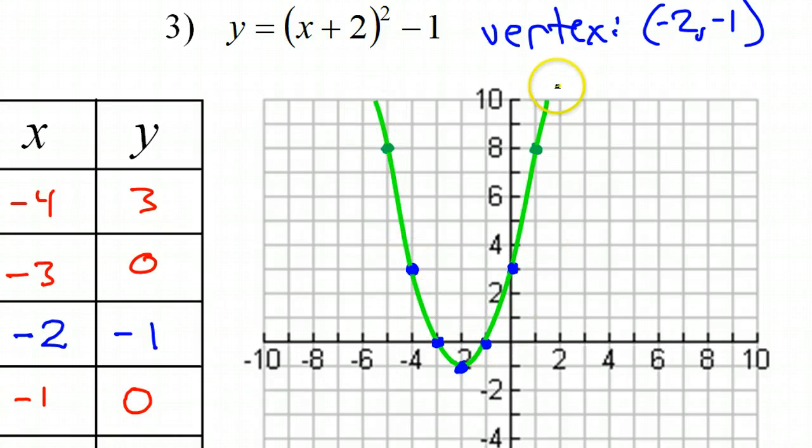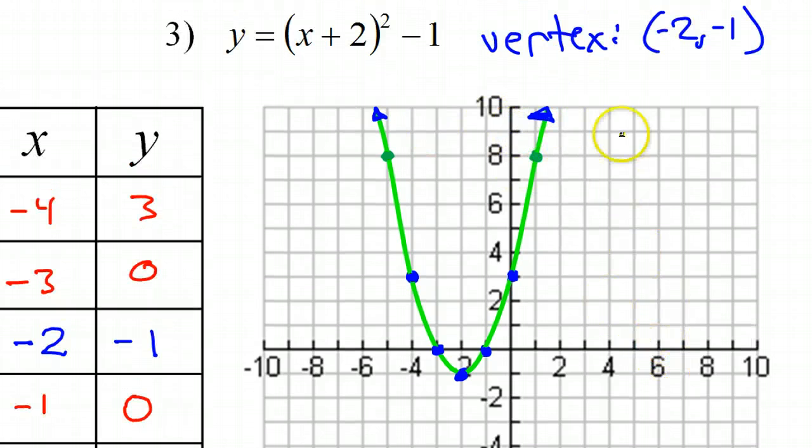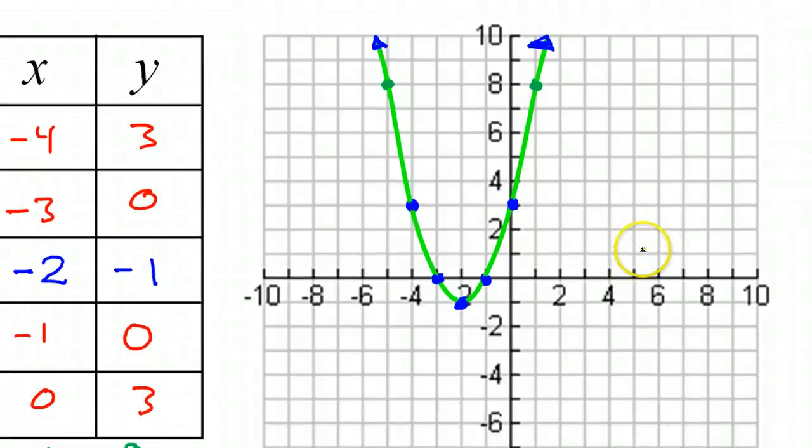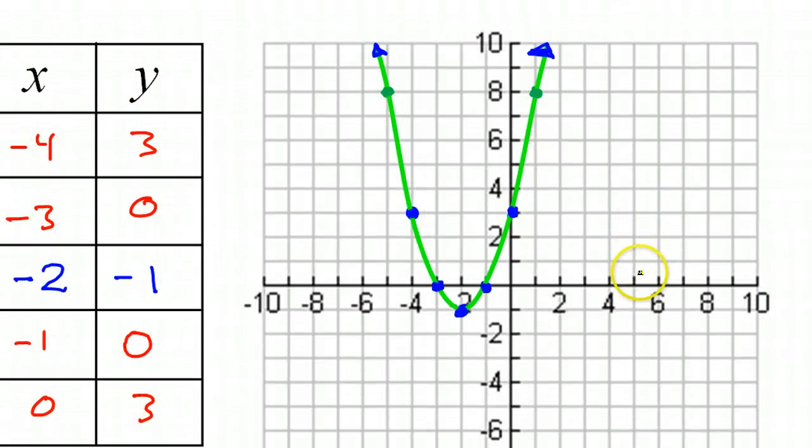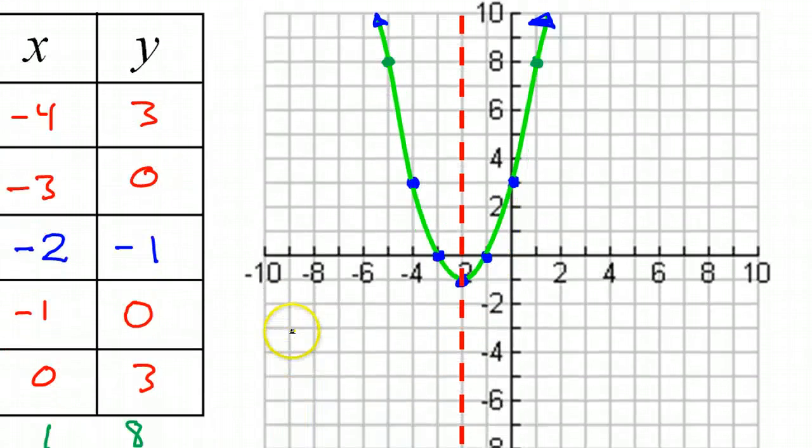Alright, so there's our parabola. Make sure your graph goes all the way to the edge like this. If you really want to be cool, you'll put some arrows on the end of it to show that it goes forever. But at the very least, make it go to the edge of your graph. And that sort of implies that it goes forever as well. Okay, what else? The axis of symmetry is a vertical line that goes right down the middle. We like to draw that as a dotted line. Axis of symmetry, here it comes. Alright, so there's your axis of symmetry.